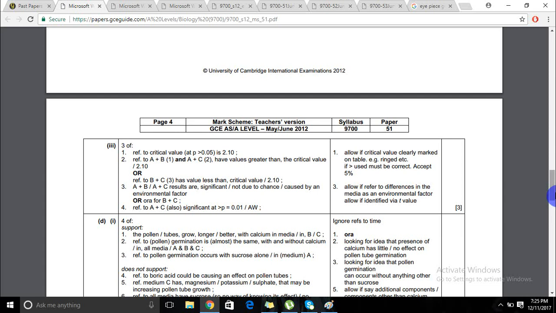And A plus B and A plus C both have values greater than the critical value, and B plus C on the other hand has a value less than it, and therefore A plus B and A plus C are significant and not due to chance, and they're therefore caused by an environmental factor. And reference to A plus C being also significant, yep, so 3 marks guaranteed. 4 off.